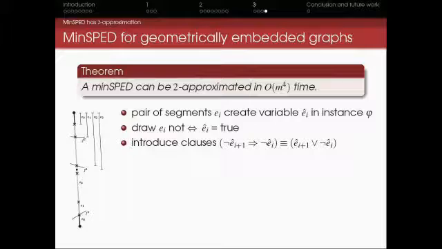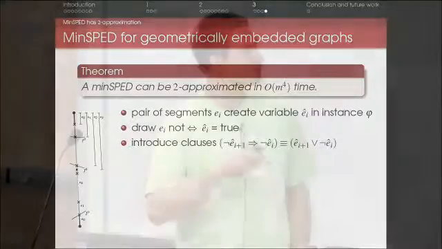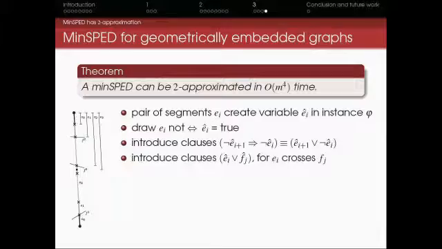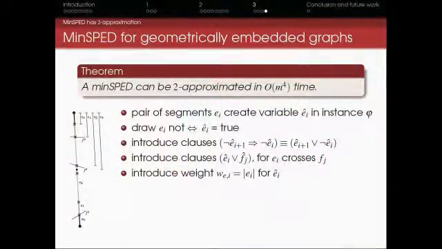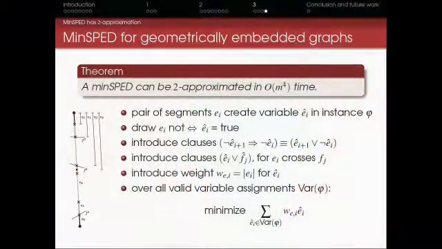Then we have to introduce the implication that if we've drawn segment Ei+1, the segment Ei must be drawn too. And of course, for every crossing, we introduce another clause. Not both of the segments will be drawn for each crossing. For every variable, now we introduce a weight, Vei, and we get now the instance, the problem of minimizing the weighted sum of the variables over all the valid variable assignments.